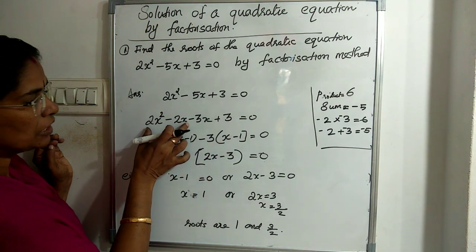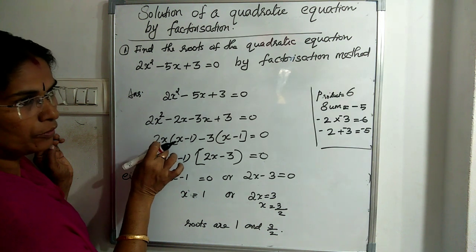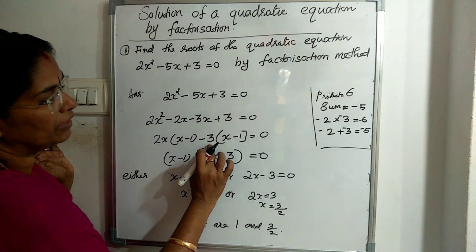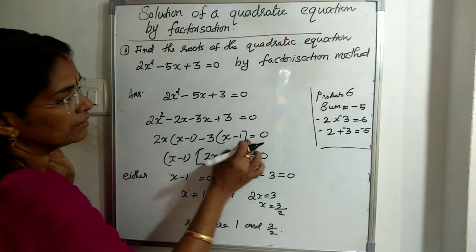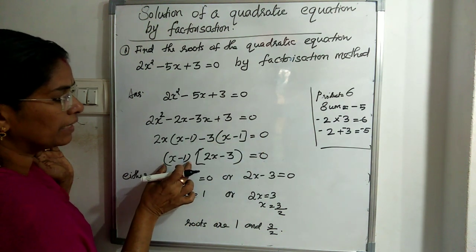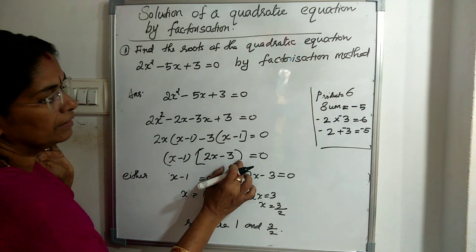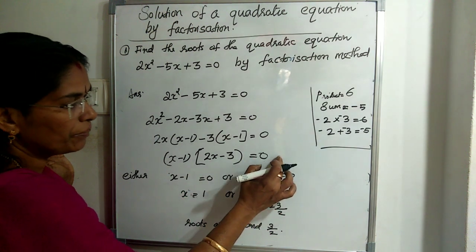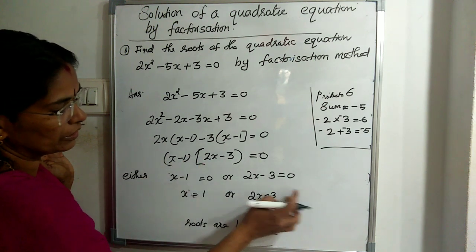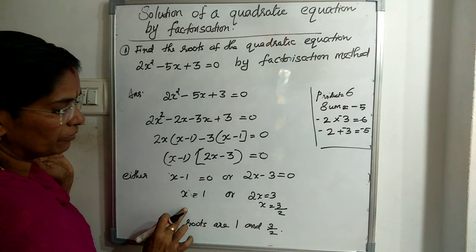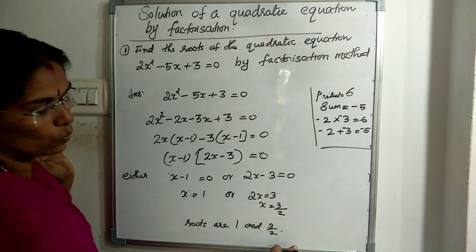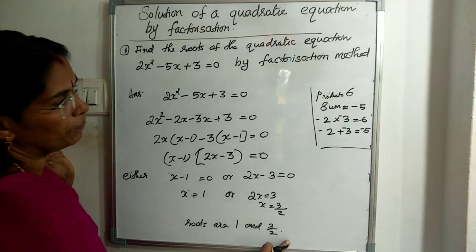After that, from the first two terms we take one term common and write the others in the bracket. From the last two terms also we take one term common and write the rest in the bracket. Always the bracket terms are the same. That bracket we take common again and write the next two terms, equal to 0. From here we write either x minus 1, the first term, equal to 0 or the second term equal to 0. The first term equated with 0 gives one value, and the second term equated with 0 gives another value. So we will get two roots. The roots are 1 and 3 by 2.